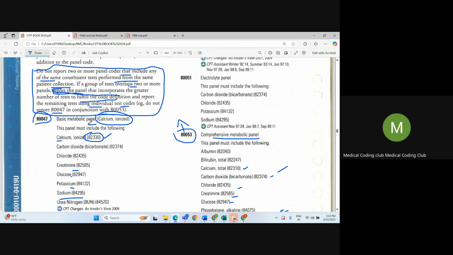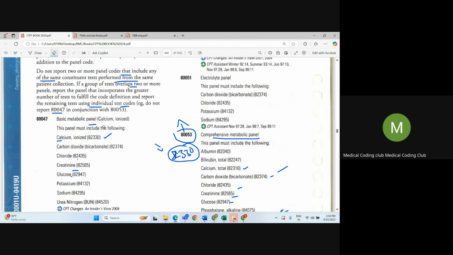And to report basic metabolic panel, as many tests are repeated, I will exclude all these tests and I will take only calcium ionized. As it's a unique test, I will code 82330. This is a unique test from basic metabolic panel. So I can go ahead and code it as an individual test along with another panel code 80053. Okay, this is how we code for panel.